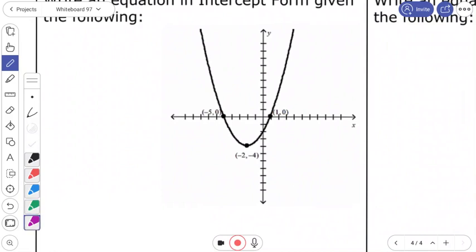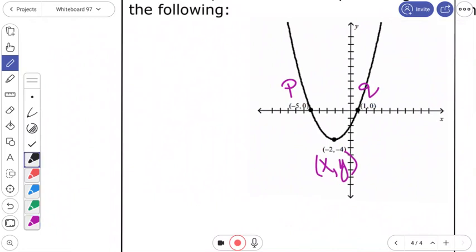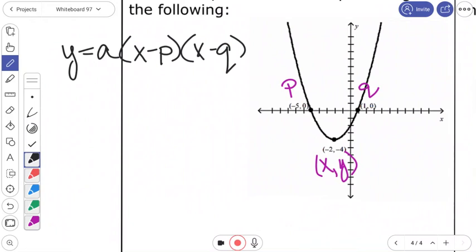So our first x-intercept, our first p value, is negative 5, and our second x-intercept, or our q value, is positive 1. Now this vertex, because I'm using intercept form, I am not going to label it h and k. We don't have an h and k in intercept form. Remember, the third point can be any point that we want it to be. So in this instance, I'm going to label this (x, y). All right, so we've identified, and our formula is y equals a times (x minus p) times (x minus q). Let's sub in our values.